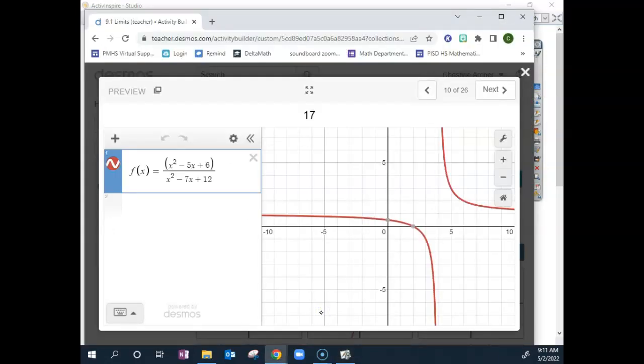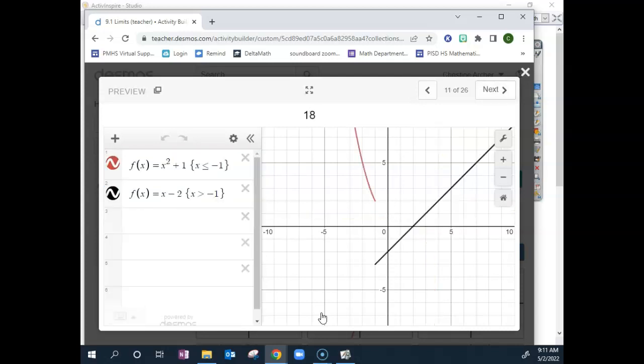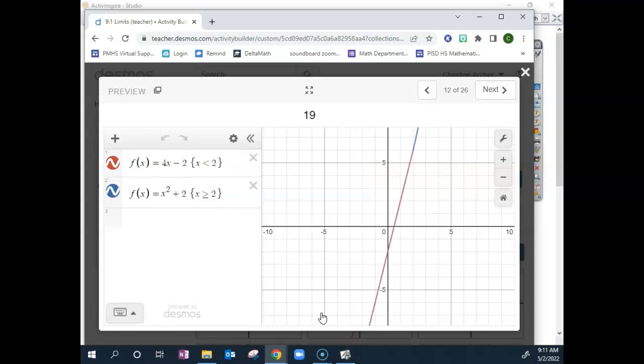Okay, so let's look at the limits. I want the limit as x goes to negative 1. So first of all, here's negative 1. What's happening? Can I have a limit? So it does not exist. So I'm going to take a picture of how you did that.